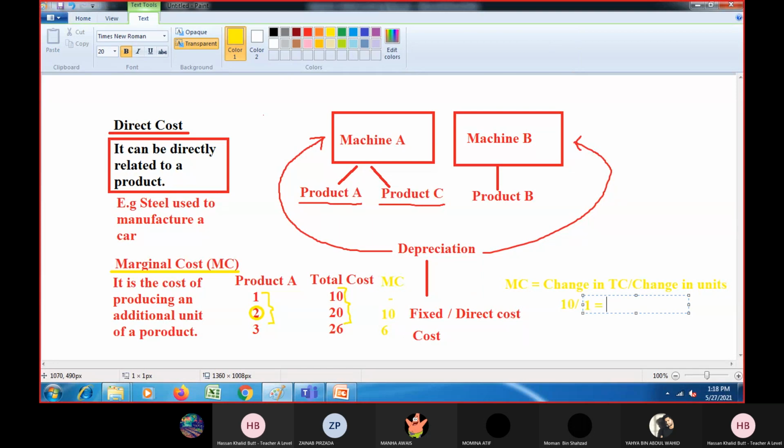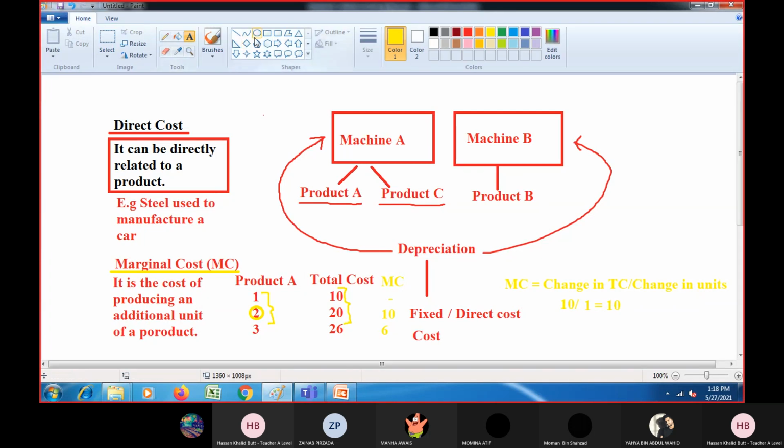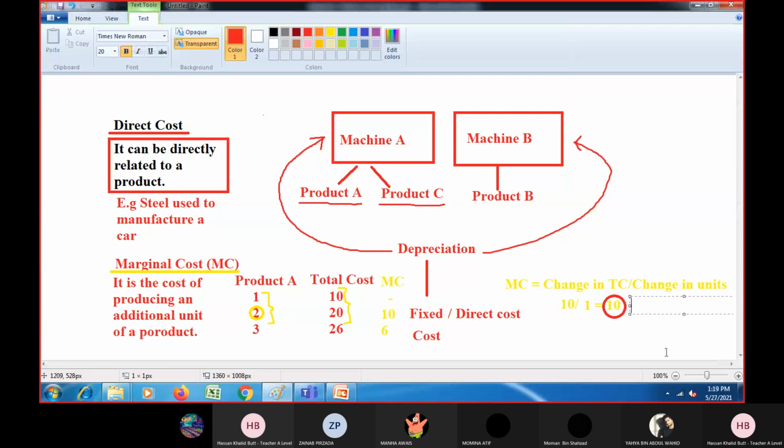Okay? And we'll get the answer 10. That's it. So this is the same answer which we actually found out. See, this is 10 marginal cost. Okay, but this is for the second unit, because the additional unit of the second, right? The first was earlier.